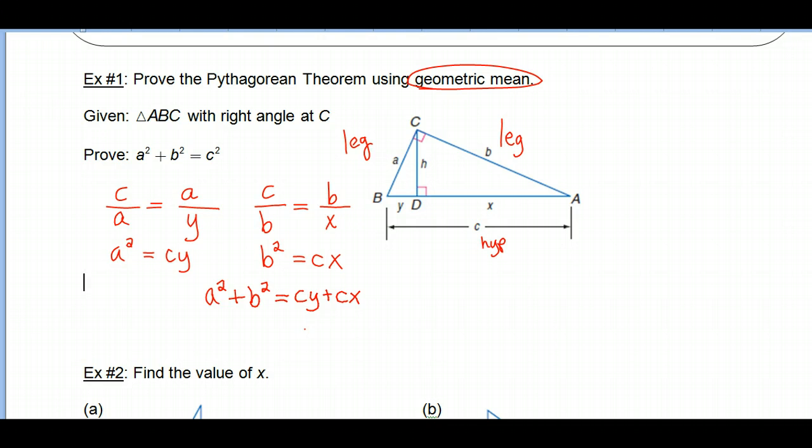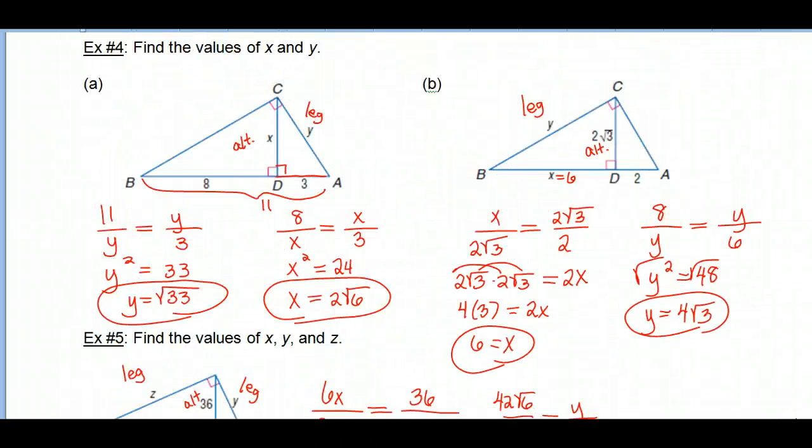How do you do c over a equals a over y? A is the geometric mean of the hypotenuse and the segment adjacent to it. But C is not Pythagorean, so, the leg. Let me go back just one minute. Those of you that want to continue on, factor out a C on the right side and see if you can get it.